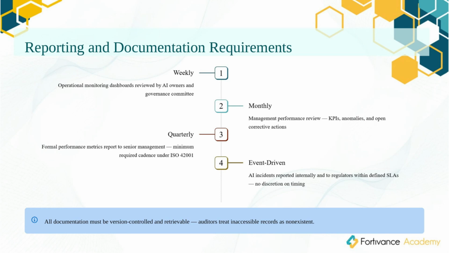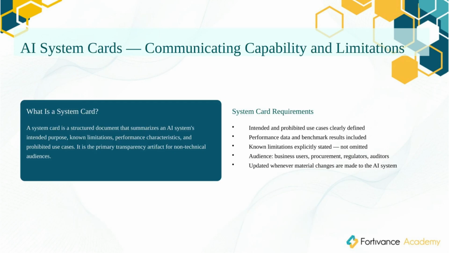to an external auditor. An AI system card is a structured document that summarizes everything a stakeholder needs to know about an AI system. Think of it as a product specification sheet, but for governance rather than technical features. Google and Hugging Face pioneered model cards for machine learning models. ISO 42001's transparency requirements create a governance obligation for something equivalent.